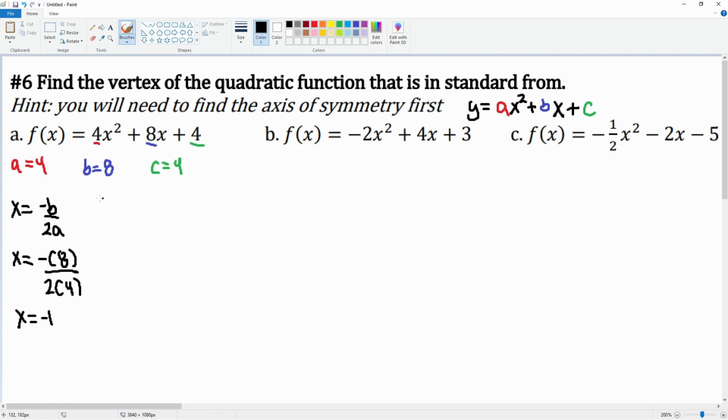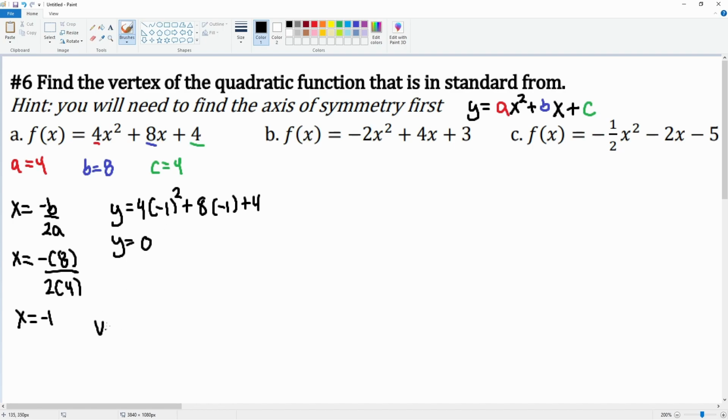Once you have this, you can plug it back into the function. y equals, I'm going to write this, but now I'm going to plug in a negative 1 for where x is. So 4 times negative 1 squared plus 8 times negative 1 plus 4. If you do this by hand, negative 1 squared is a positive 1, then multiply that by 4, plus 8 times negative 1, plus 4. All you have to do is plug that into a calculator. It makes your life easier. Then you should get y equals 0.